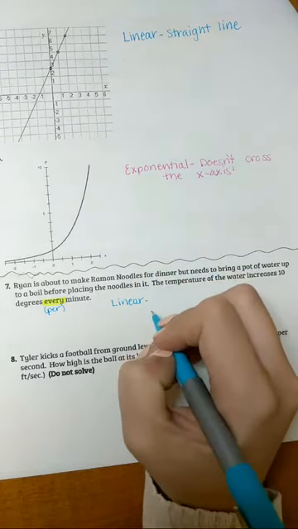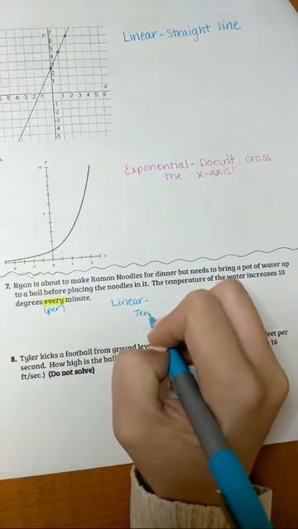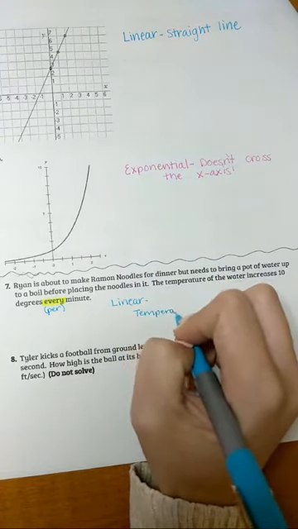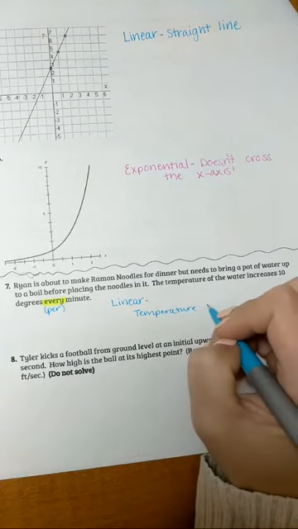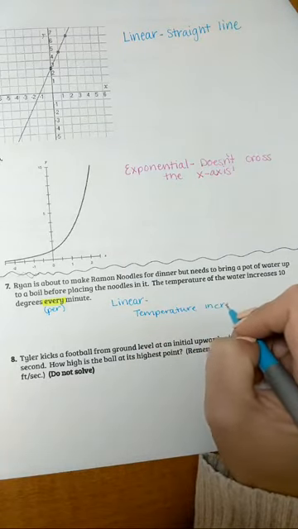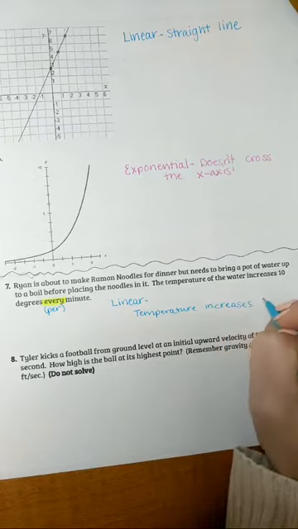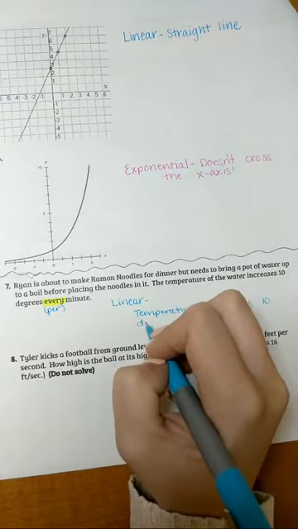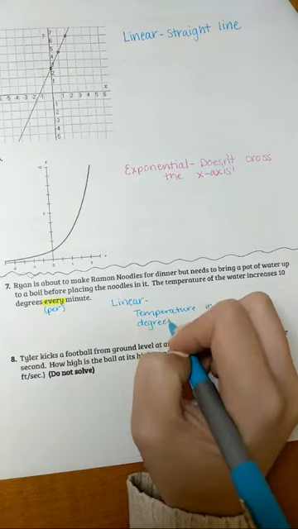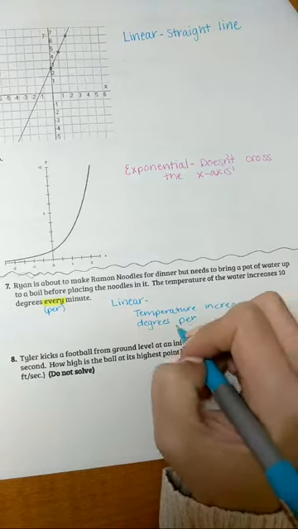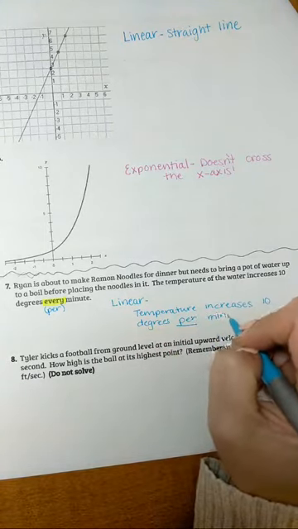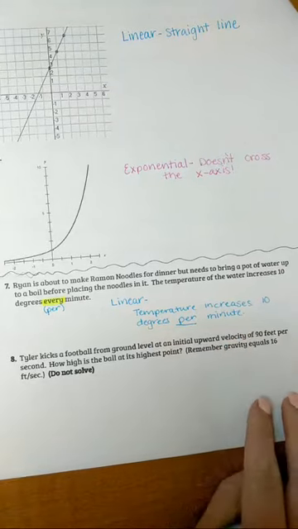So we would say that the temperature increases 10 degrees per minute. So the word per is in the problem.